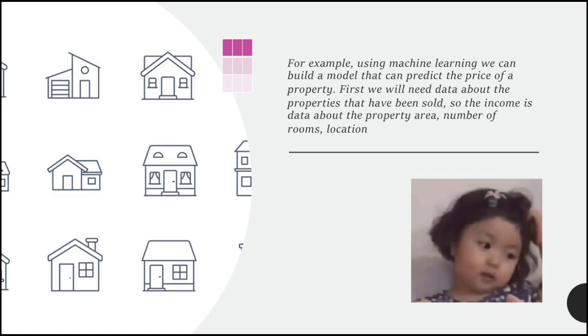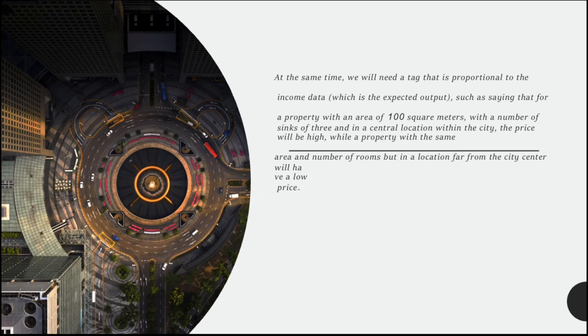For example, using machine learning, we can build a model that can predict the price of a property. First, we will need data about the properties that have been sold, so the input will be data about the properties: area, number of rooms, and location. At the same time, we will need a tag that's proportional to the input data, which is the expected output, such as saying that for a property with an area of 100 square meters and a number of rooms of 3 and in a central location within the city, the price will be high, while a property with the same area and number of rooms but in a location far from the city center will have a low price.